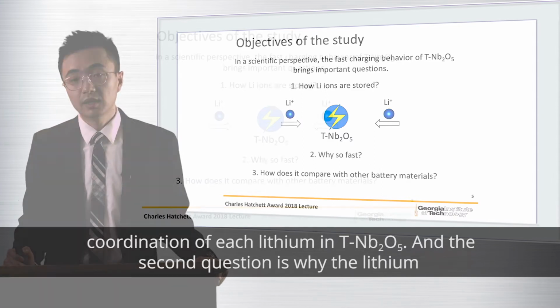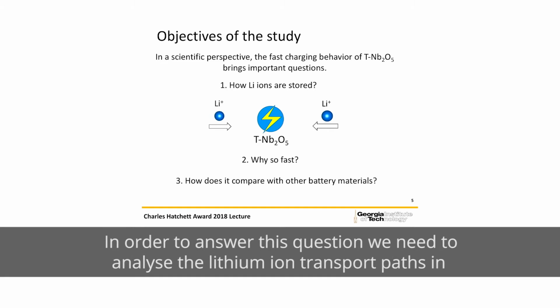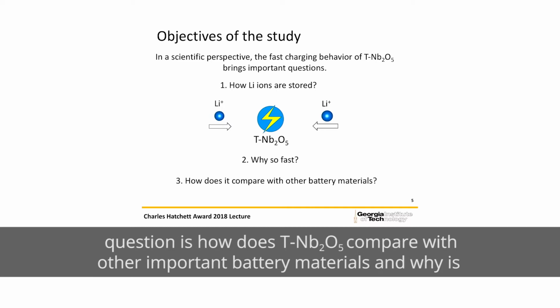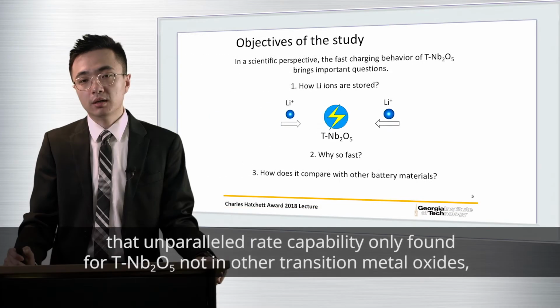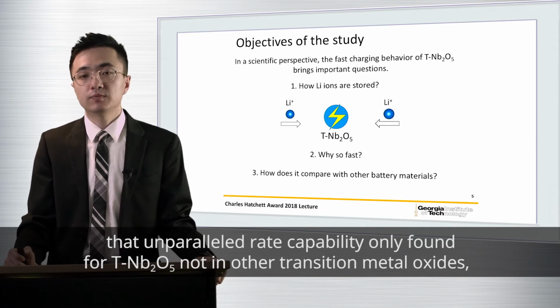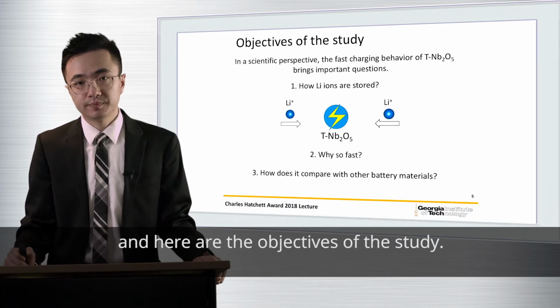And the second question is, why is the lithium-ion storage in T-niobium oxide so fast? In order to answer this question, we need to analyze the lithium-ion transport paths in T-niobium oxide and analyze the corresponding kinetic properties. And the third very important question is, how does T-niobium oxide compare with other important battery materials? And why is the unparalleled rate capability only found for T-niobium oxide, not in other transition metal oxides? And here are the objectives of the study.